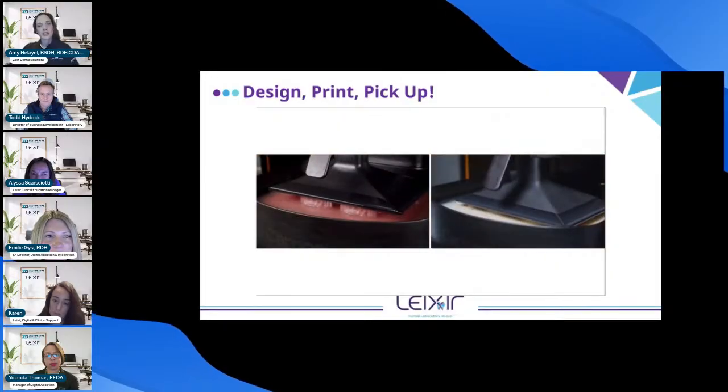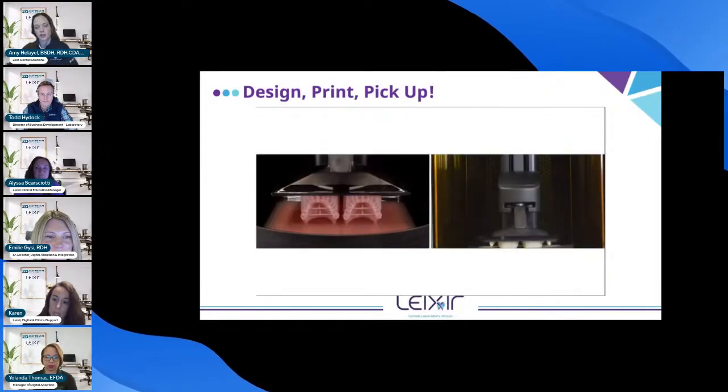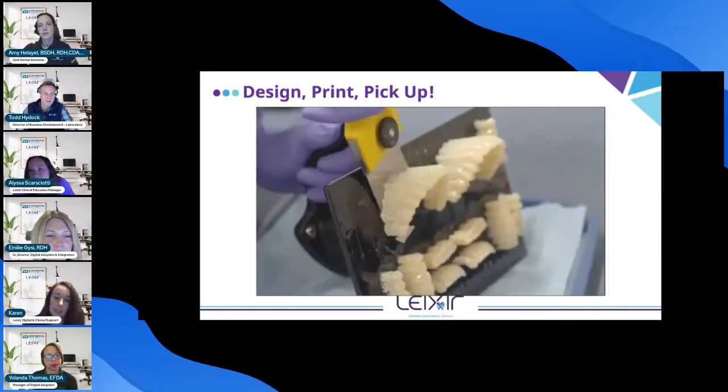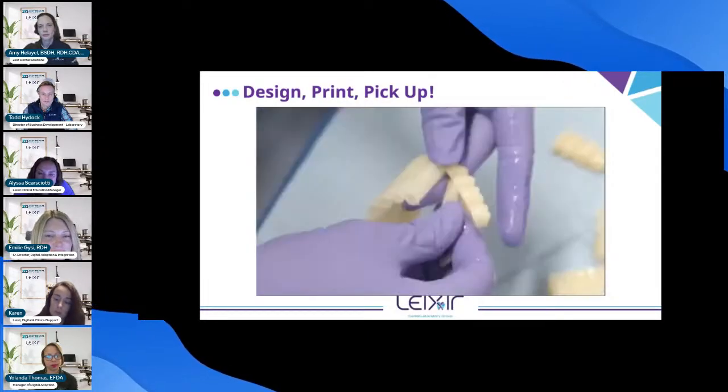Karen, how long does it take to print a denture at your lab? It's about 2.5 hours, give or take. Oh, excellent. Give or take.